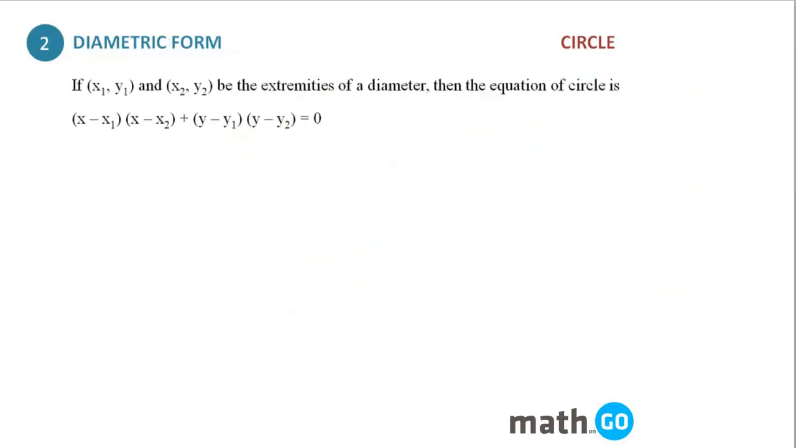Okay, now let us take the other form of the circle, which is known as the diametric form. Apart from the general form and the standard form that we have done, now we have to do this second topic, which is the diametric form. And this is a very shortcut method of finding the equation of the circle.